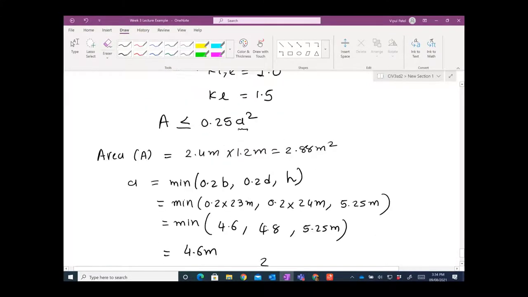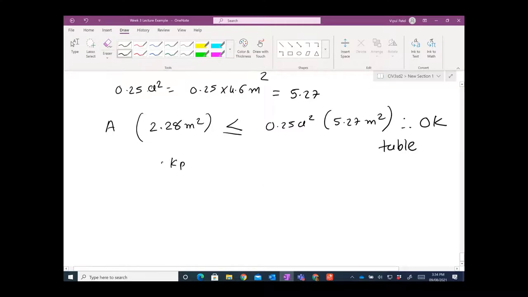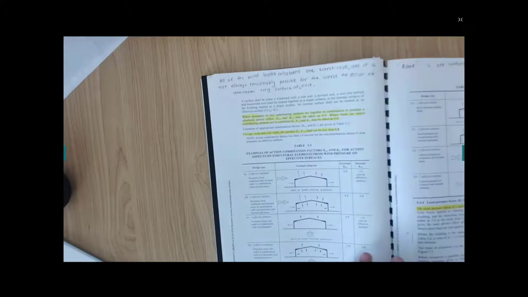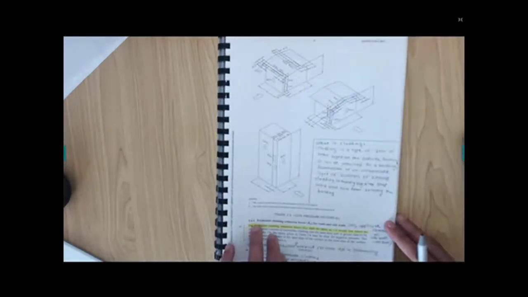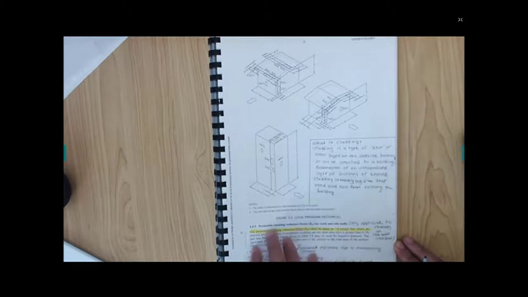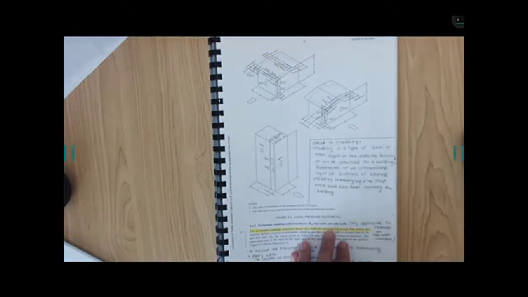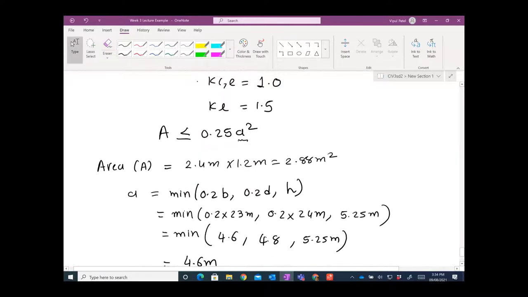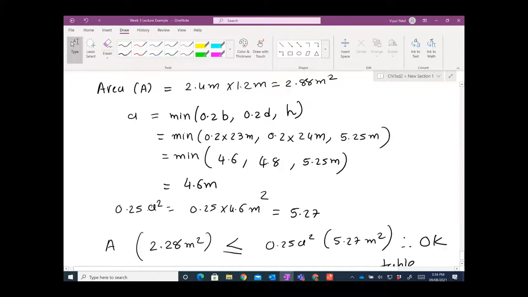And then KP. Let me talk you through this KP. If you turn the page here, clause 5.5 is a permeable cladding reduction factor for roof and sidewalls. Again, it applies to the roof and sidewall only, and they deal with claddings. We are just dealing with the windward wall, so we take KP equal to 1. So if I have all the values here, then I can plug them in.